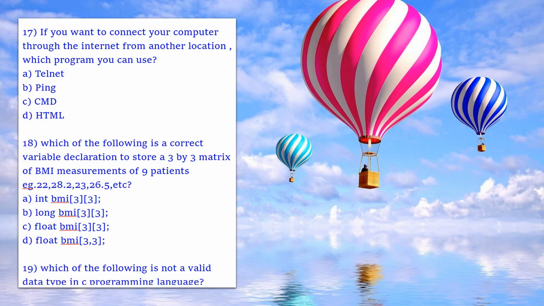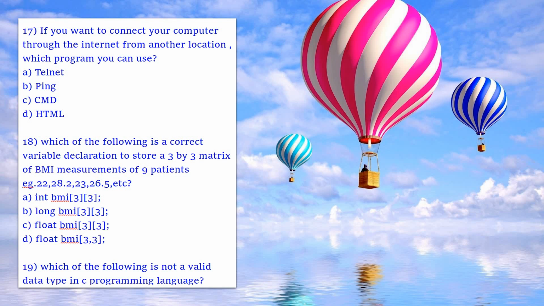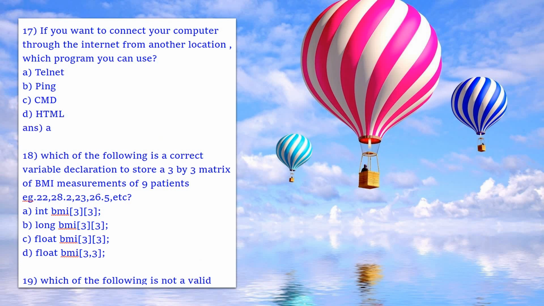Then the 17th question: if you want to connect your computer to the internet from another location, which program can you use? You cannot use HTML to connect your computer from another location. Then you are not going to use CMD or ping. So the remaining option is Telnet. Telnet is used to connect your computer from another location. So option A, Telnet, is the correct answer for this question.